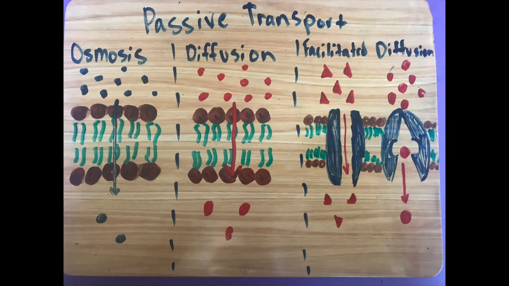Diffusion is very similar to osmosis. Diffusion is the movement of any substance into available space. Like osmosis, diffusion moves down the concentration gradient. Facilitated diffusion uses carrier and channel proteins to move particles across the membrane. These proteins that assist in diffusion span across the membrane.